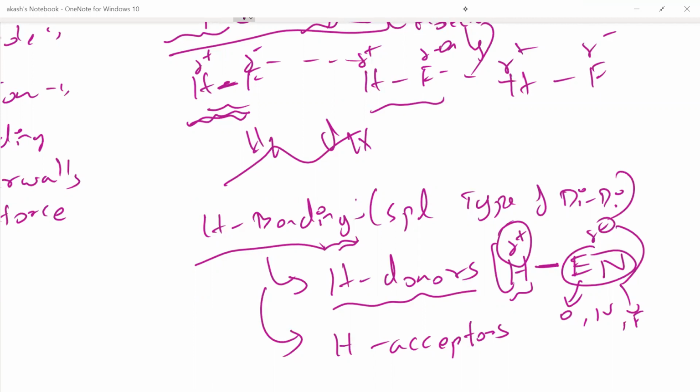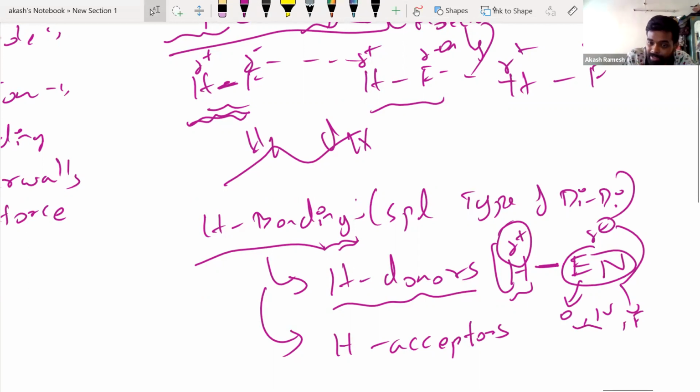Good. So that's about hydrogen donors. Only three elements are capable of forming hydrogen donors, that is, when hydrogen is attached to oxygen, nitrogen or fluorine. Now, what are hydrogen acceptors? A hydrogen acceptor is very simple. Anything with a lone pair.